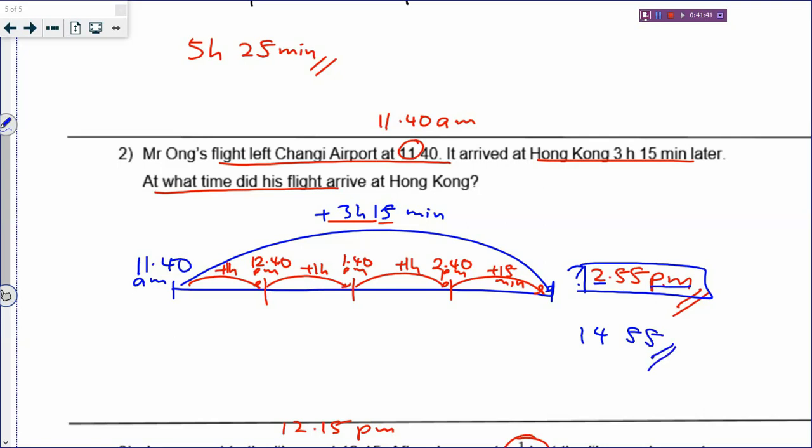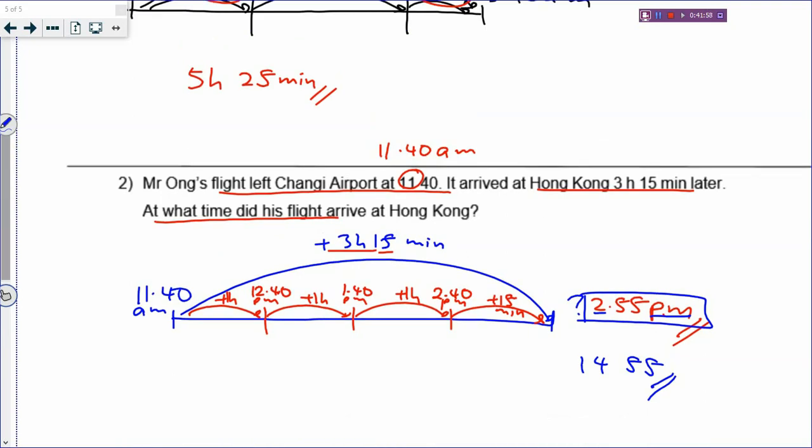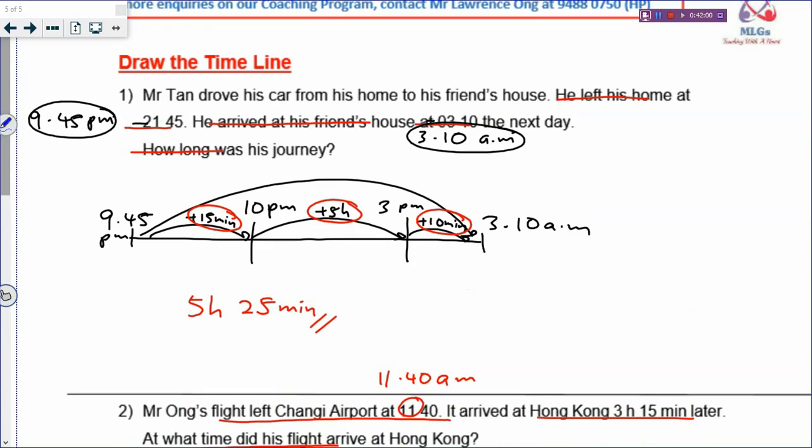So we come to the end of this lesson on time. We are soon coming to Primary 5 concept lessons, so the next lesson will be doing a different topic. Hopefully at the end of this lesson, you have a better understanding on how to do time. So I'll see you in the next lesson.